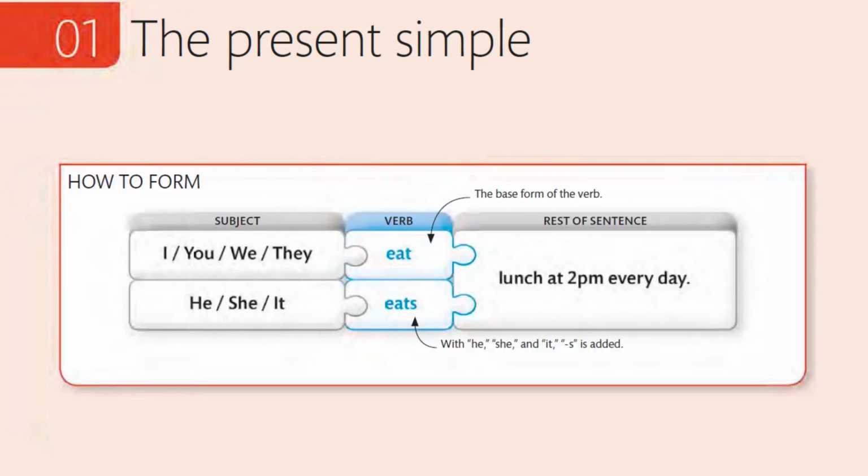How to form. I, you, we, they eat lunch at 2 p.m. every day. The base form of the verb. He, she, it eats lunch at 2 p.m. every day. With he, she, and it, s is added.